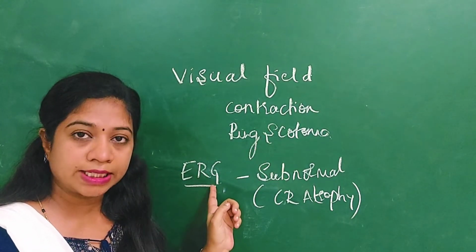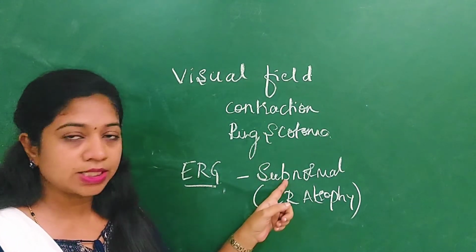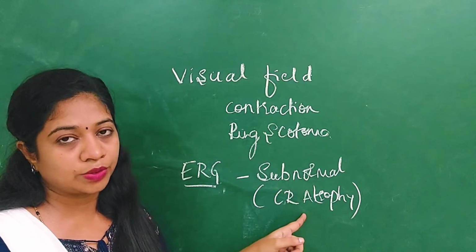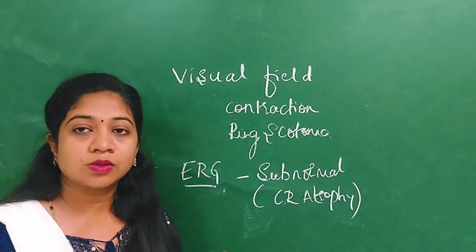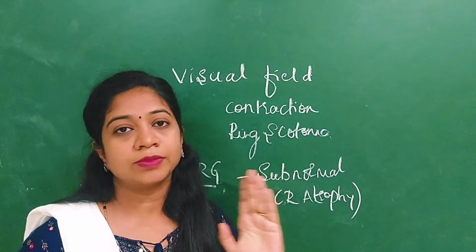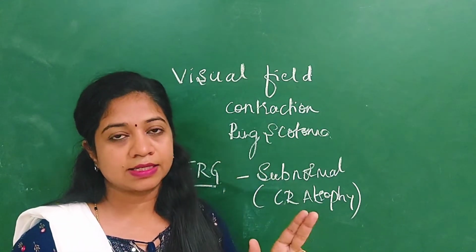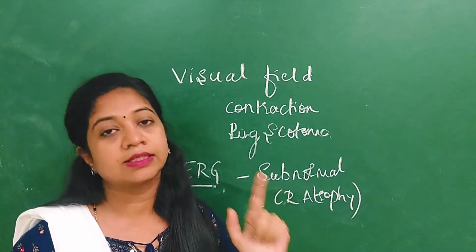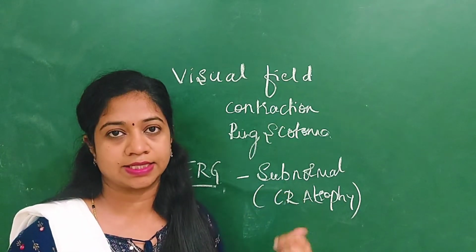And when you do the ERG or the electroretinogram, it is usually subnormal because of the chorioretinal atrophic changes. So when you write the signs, start from the visual acuity, then complete the anterior segment findings, go to the fundus findings, and then the visual field changes and the ERG changes.